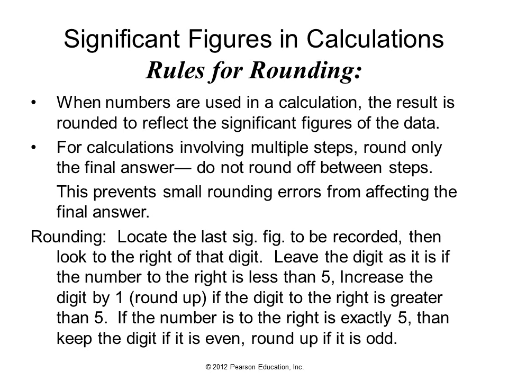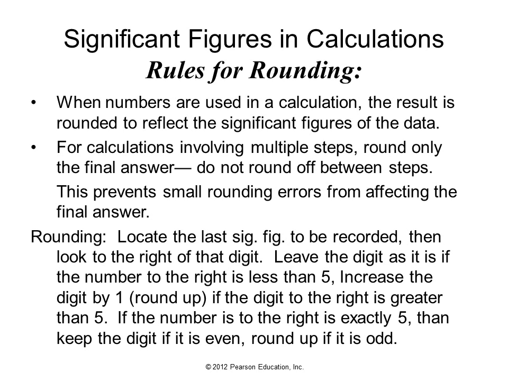What are the rules for rounding to the correct number of significant figures? When numbers are used in a calculation, the result is rounded to reflect the correct number of significant figures given by the data. For calculations involving multiple steps, round only the final answer. Do not round off in between steps, because this will cause you to have some rounding errors in your final answer.